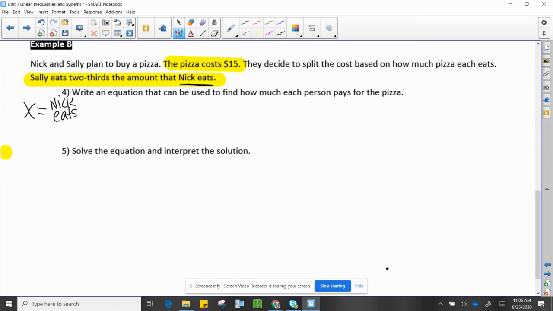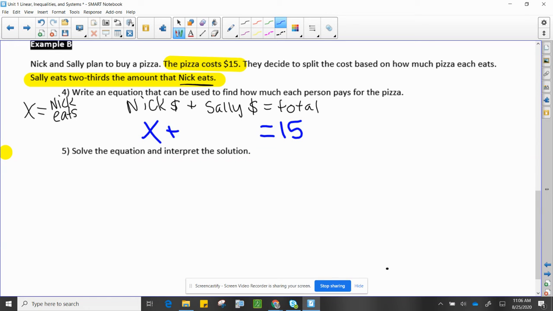Okay. So again, I'm going to think of this as the real world. So we have to figure out how much each person is going to pay. So let's say we have how much Nick should pay plus the amount that Sally's going to pay. That should equal our total cost, right? So let's think of it like this. We already said how much Nick eats is going to be our X. So now let's translate this. We'll call that X. We know we have to total $15. That's how much the pizza cost.